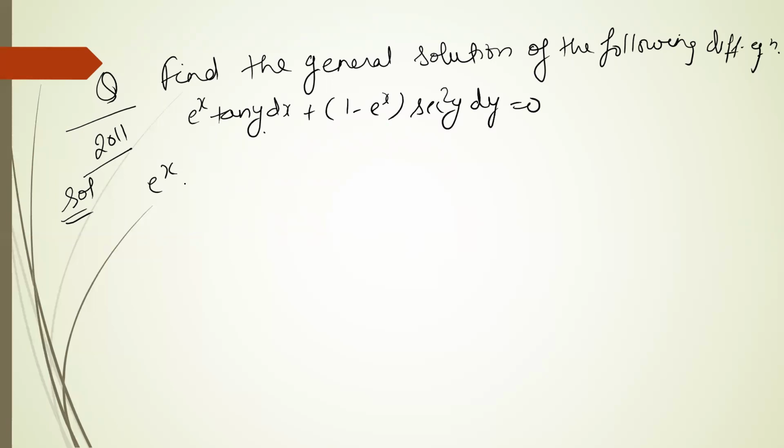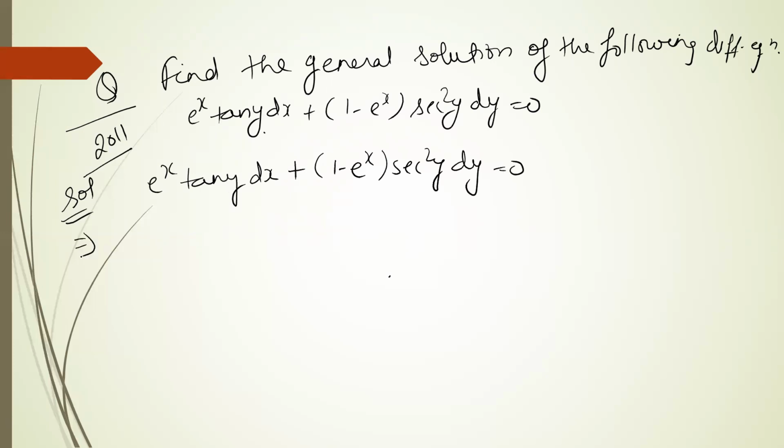How will you solve the problem? We are provided with, oh, I've not mentioned the question. It's e to the power x tan y dx plus (1 minus e to the power x) sec square y dy equals 0. So here it goes, tan y. This is the given differential equation. Let's quickly separate the variables.